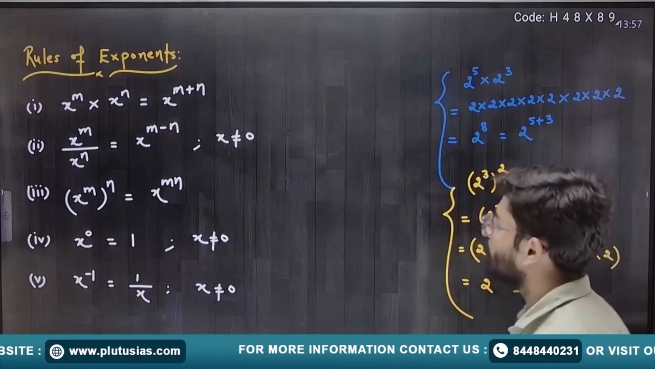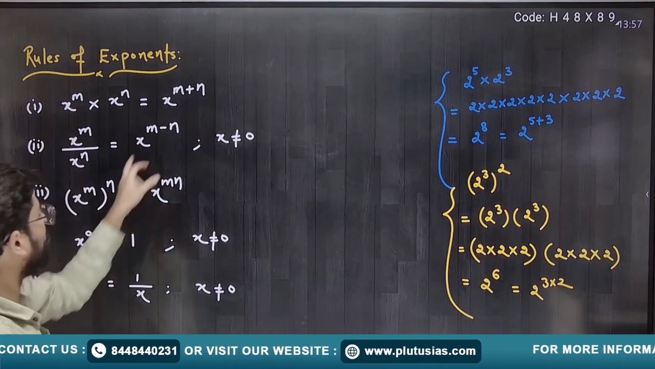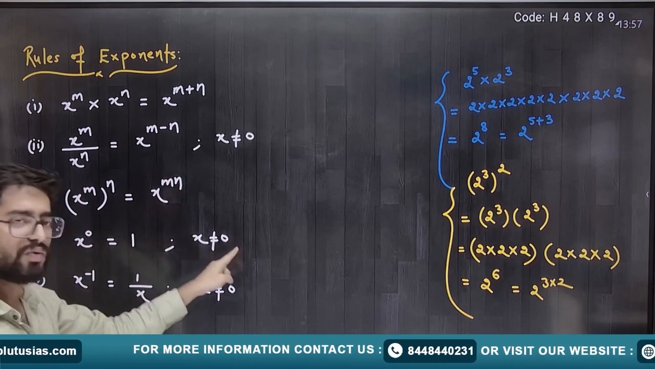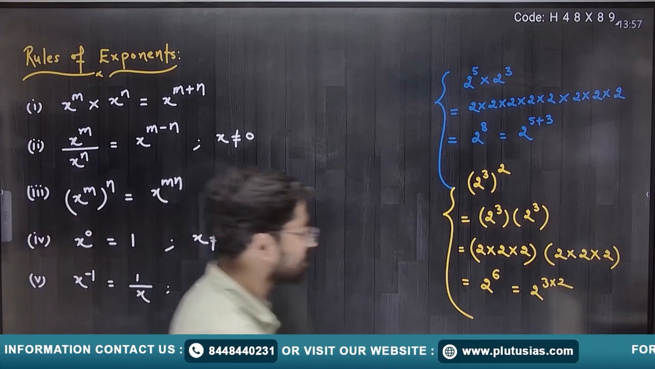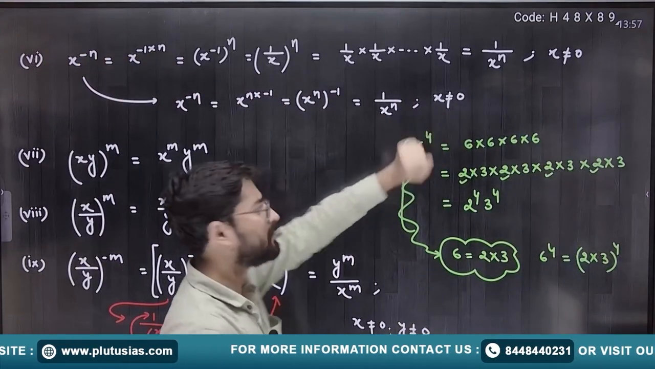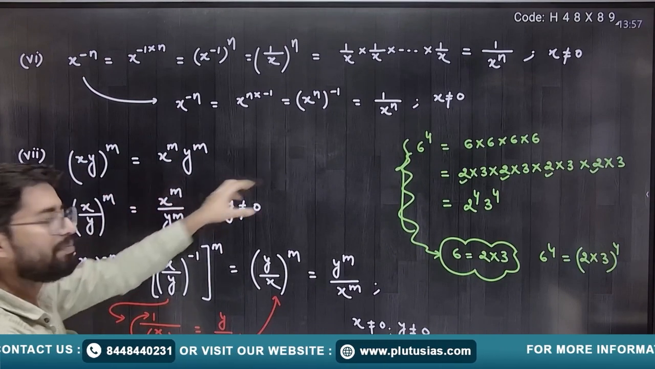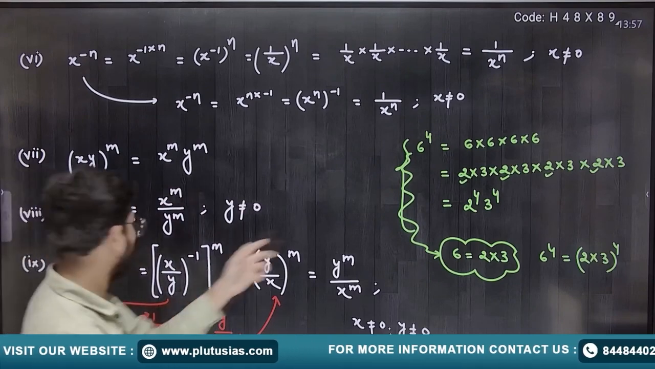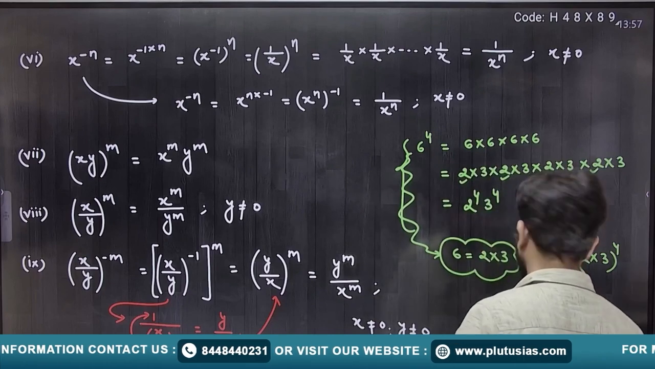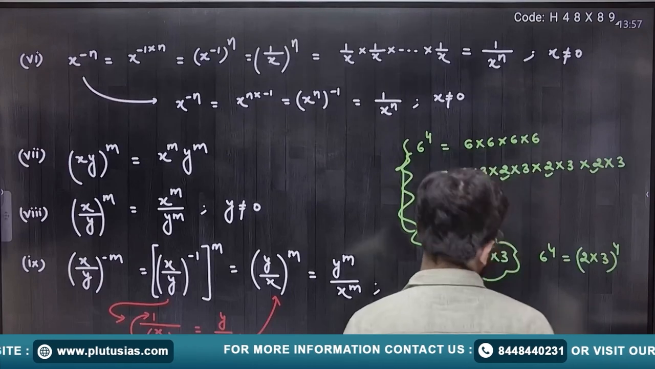So now, these are some more properties. Our properties are: x power m into x power n is x power m plus n. x power m divided by x power n is x power m minus n, x is non-zero. x power m to the power n is x power m into n. x power 0 is 1, x must be non-zero. x power minus 1 is 1 by x. x power minus n is 1 by x power n, x must be non-zero. xy power m is x power m y power m. x by y power m is x power m upon y power m. And x by y power minus m is y power m upon x power m. Clear?